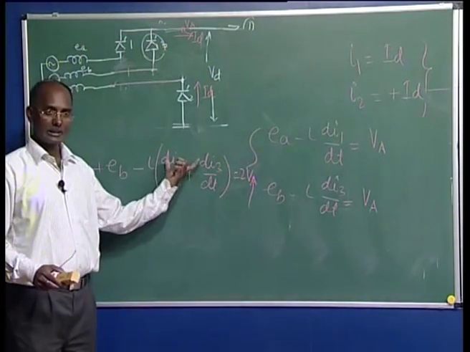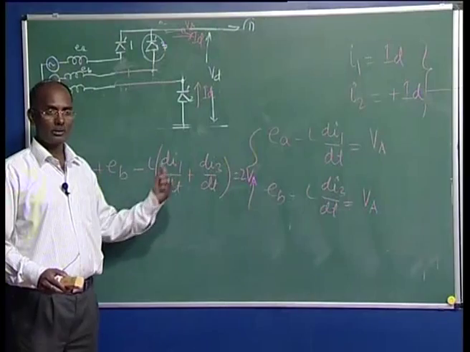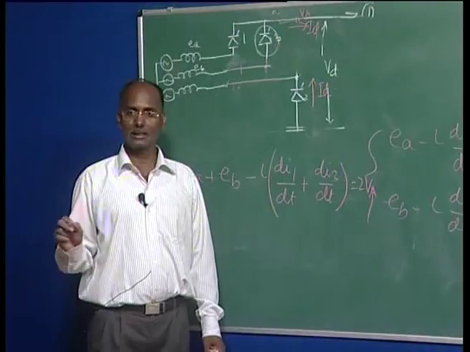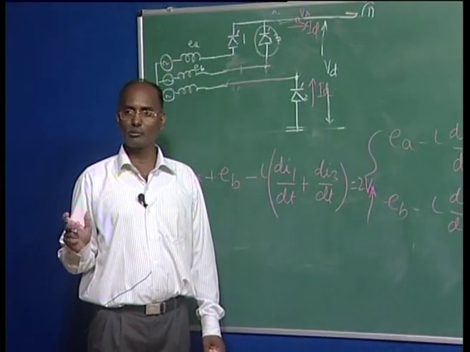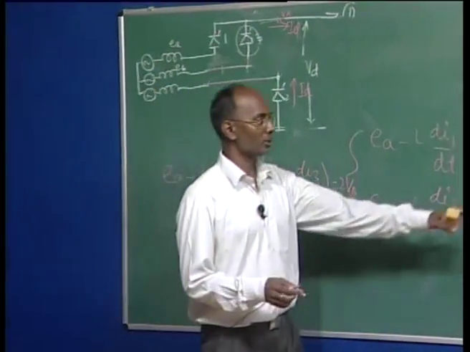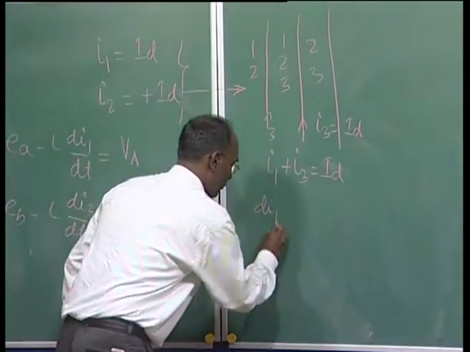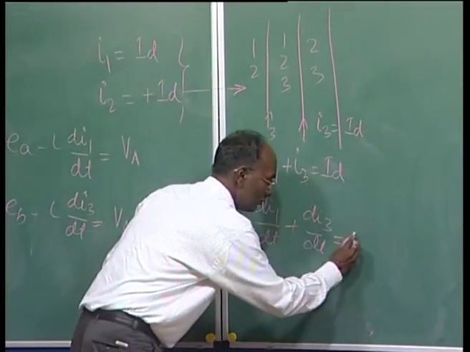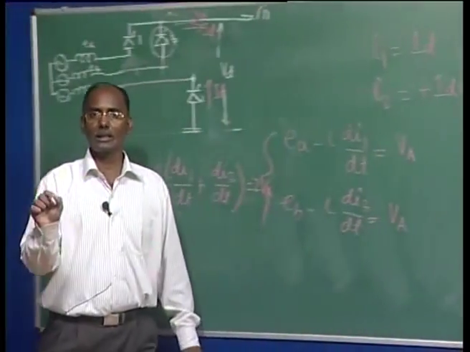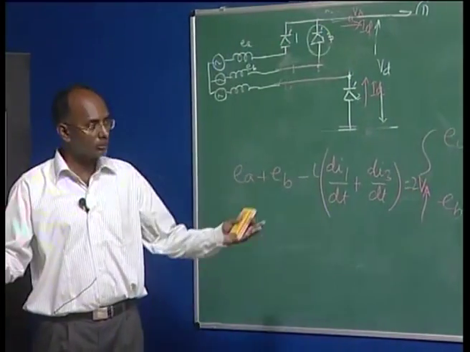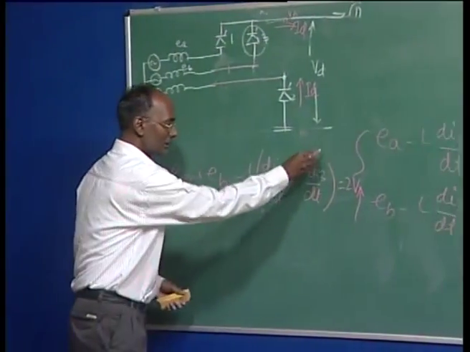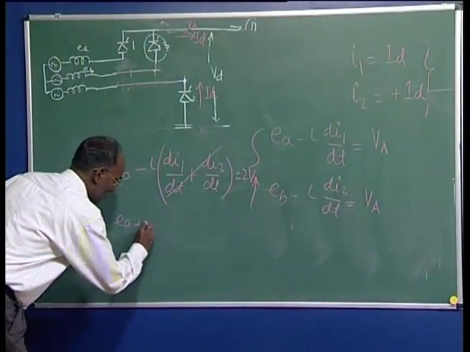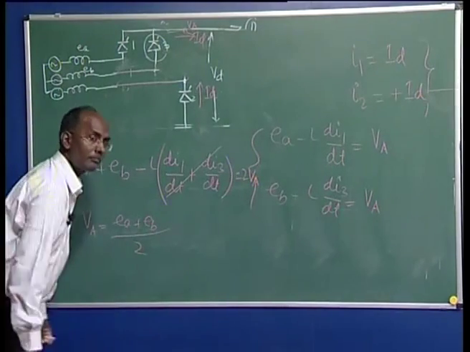We know in this condition I 1 plus I 3 is your I D, the DC current, and it is assumed that the DC current is constant, so once you differentiate it, it will be 0. Simply you differentiate here, you get dI1/dt plus dI3/dt equal to 0, because the DC current is DC, and if you differentiate it with time, it will be 0. So this is 0. Now you can say V A will be E A plus E B by 2 all the time.